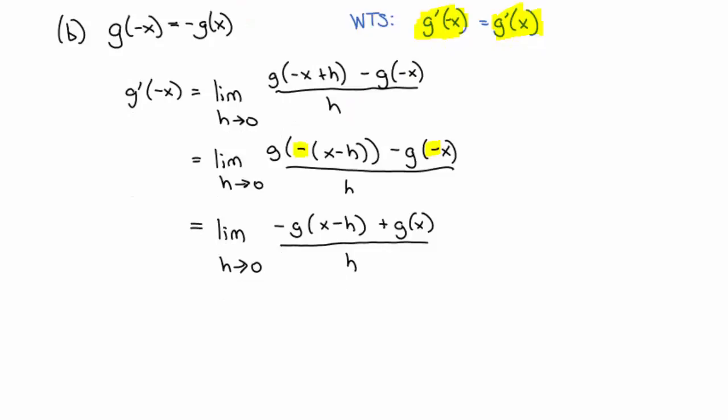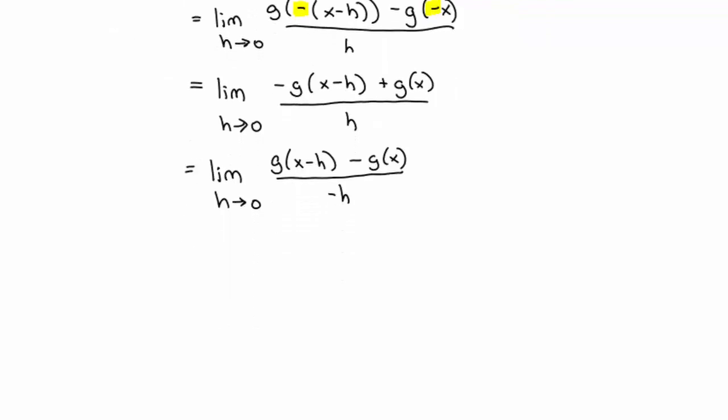And I'll factor the negative off of the numerator. Instead of pulling it out of the entire limit, I'm going to shove the negative into the denominator. So the limit as h goes to 0 of g of x minus h, minus g of x, all over negative h. Now, that is very close to the derivative of g, except that the derivative of g would be g of x plus h minus g of x over positive h.